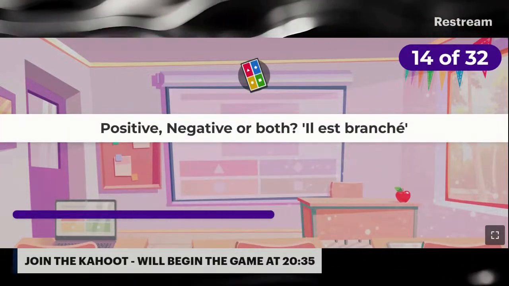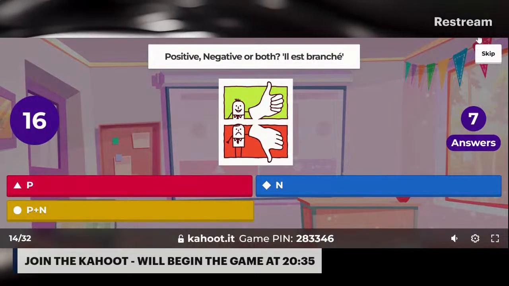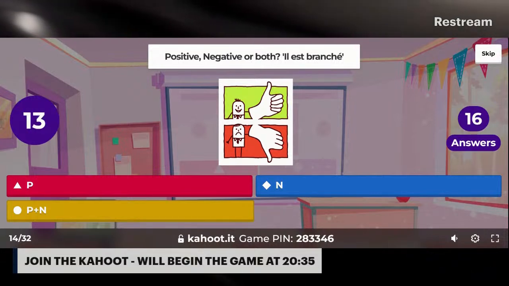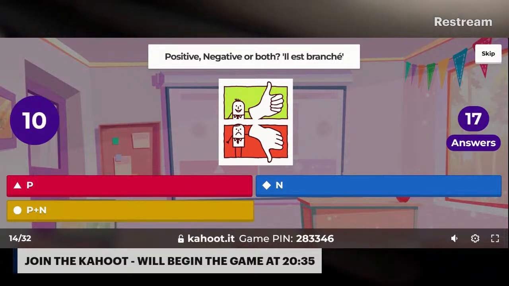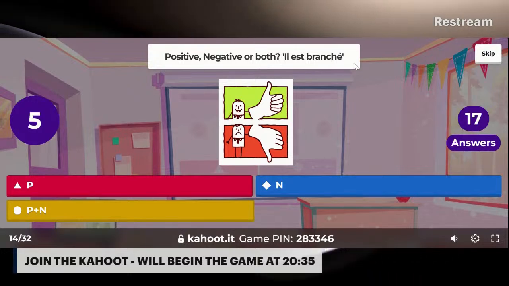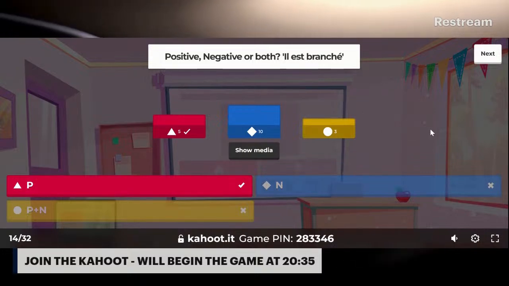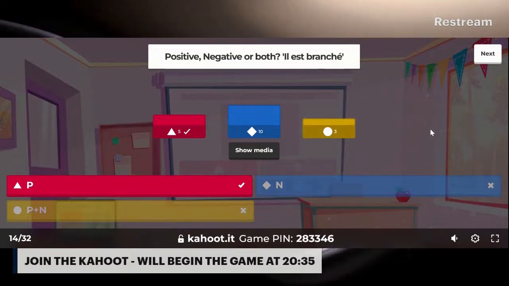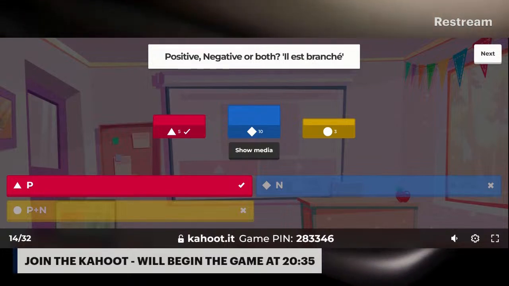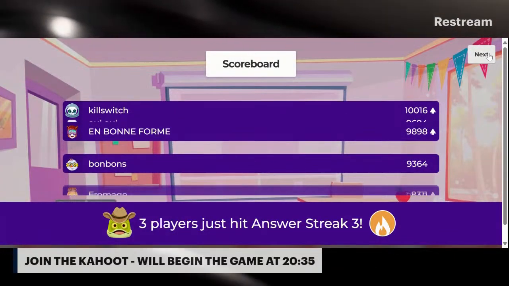Okay, positive, negative, or both. Il est branché. So it is positive. Branché means trendy. So that's a useful one to note. It's an adjective. Okay, moving on.